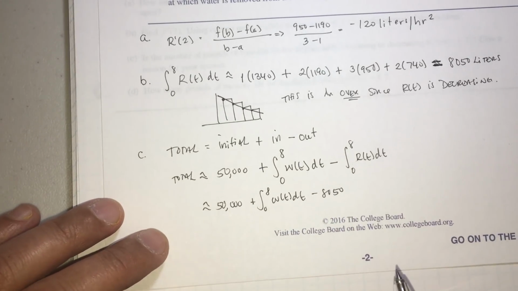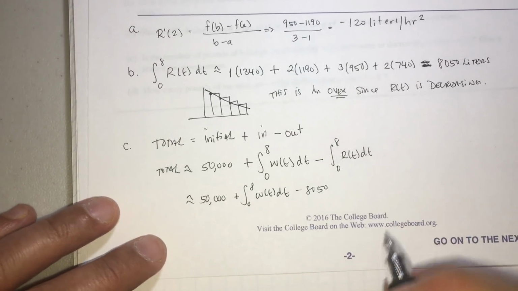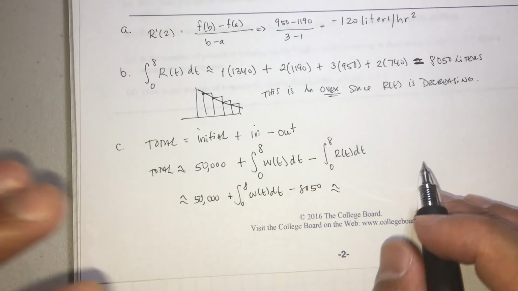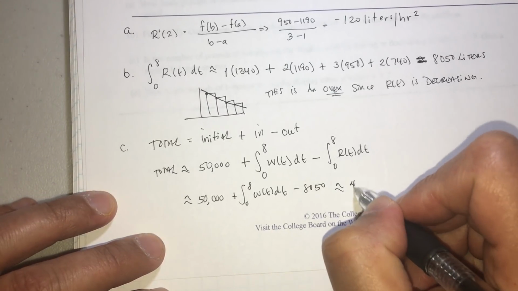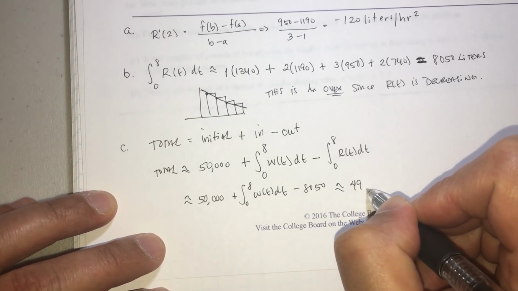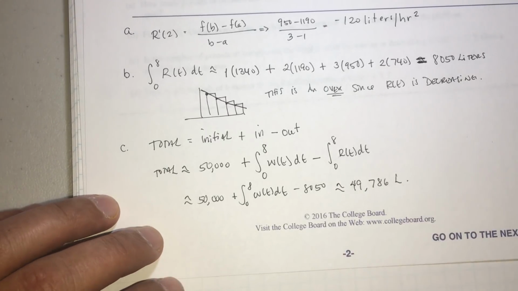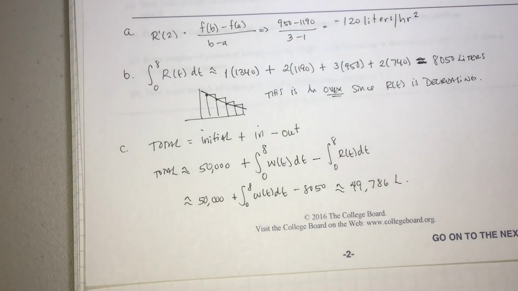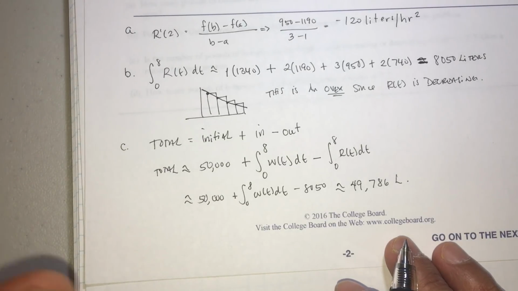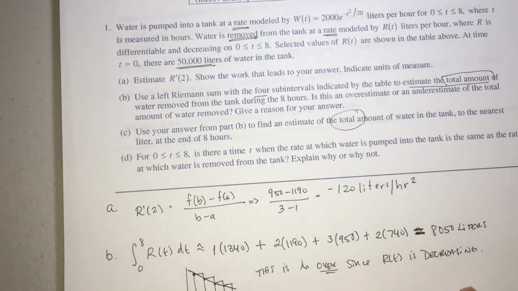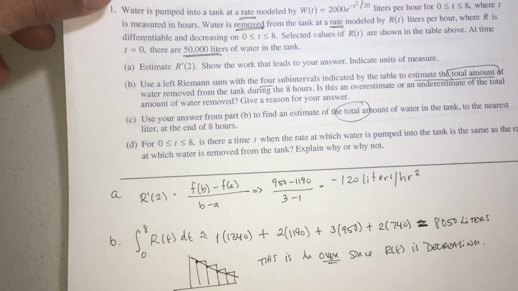Now remember, you can use a calculator, and you should, just to double check, and if you do it correctly, you should get 49,786 liters. Don't forget those units. Okay, guys, that's it. Not that hard. That would give you 7 points if you did all parts A, B, and C. So if you see it, it's not too complicated if you understand what the problem is telling you.